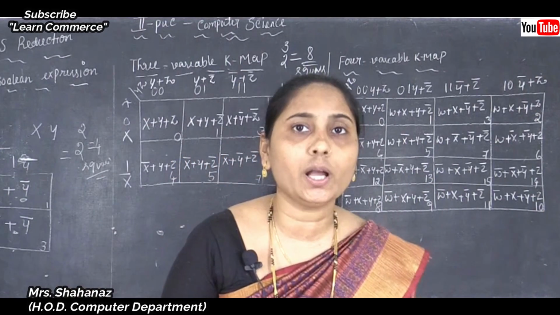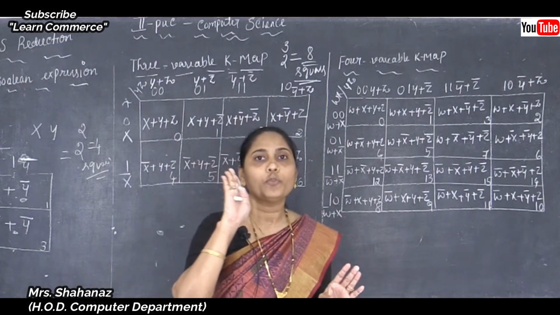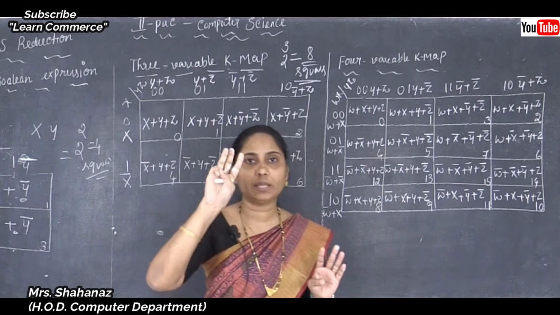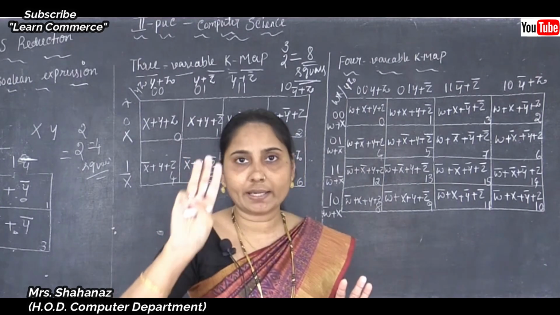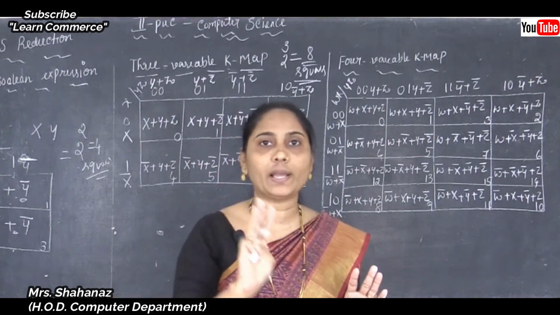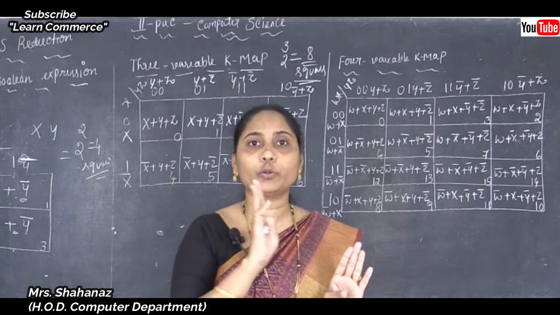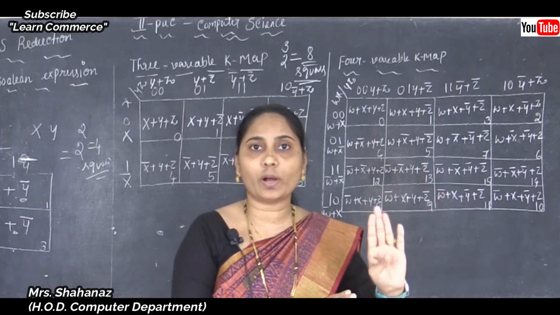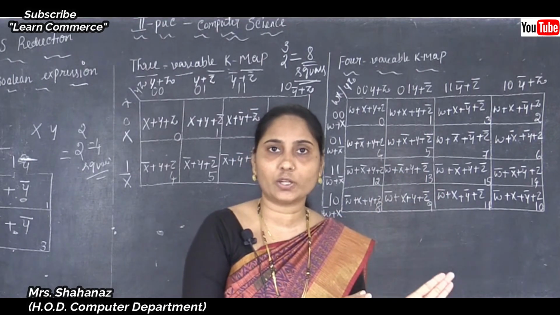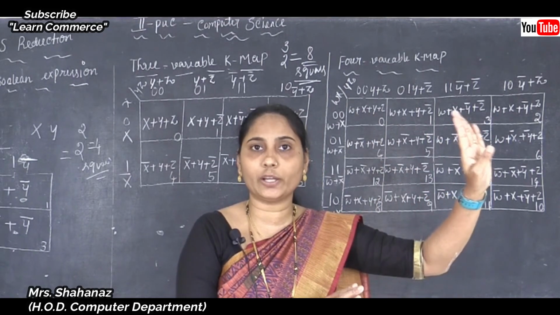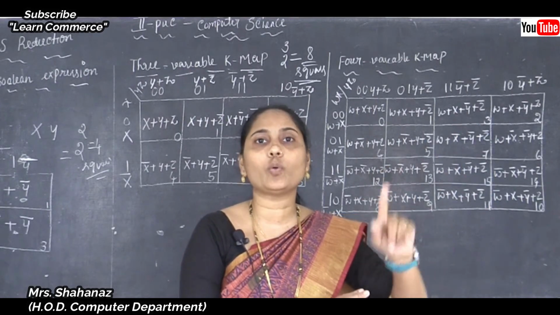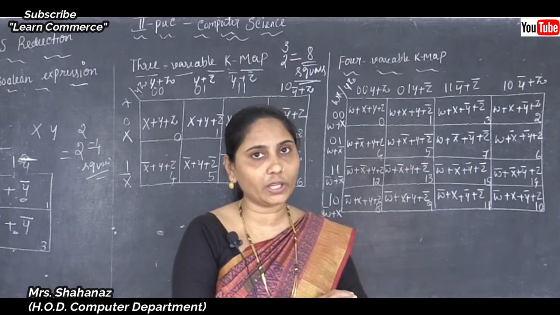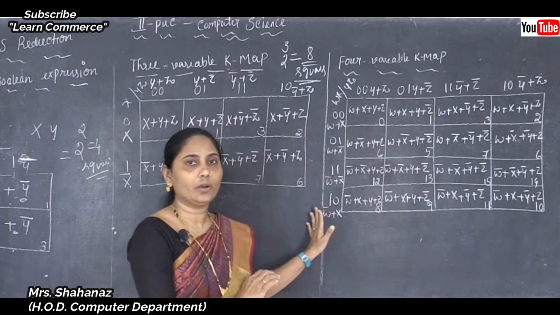So clear this point here. So 2 variable, just 4 squares, numbering scheme 0, 1, 3, 2. 3 variables, so 8 squares 0, 1, 3, 2, 4, 5, 7, 6. 4 variable, total 16 squares, and the numbering scheme 0, 0, 0, 1, and later 1, 1, 1, 0, top side also the same binary code, and the numbering scheme 0, 1, 3, 2, 4, 5, 7, 6, 12, 13, 15, 14, 8, 9, 11, 10.